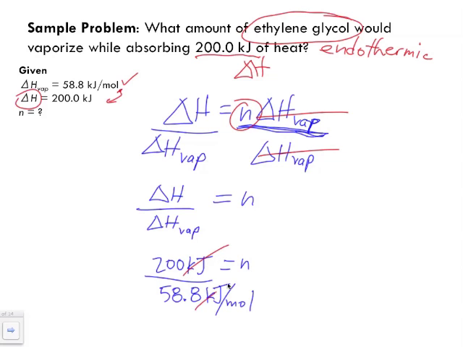Anyhow, kilojoules divide out, and all we're left with is moles. So our n value, when we divide them, equals 3.401 moles. Therefore, the amount of ethylene glycol that would vaporize when it's absorbing this amount of heat is 3.401 moles of ethylene glycol.